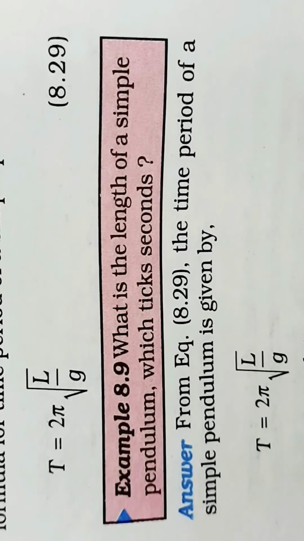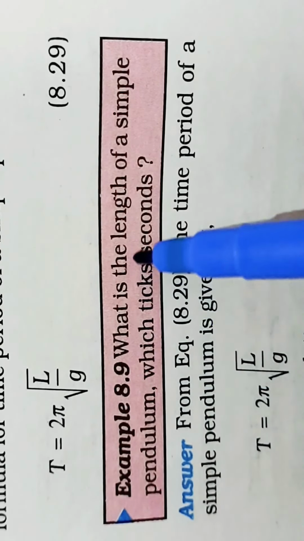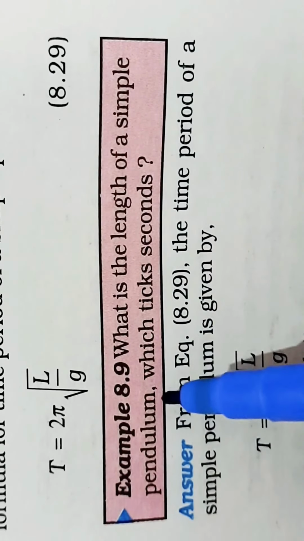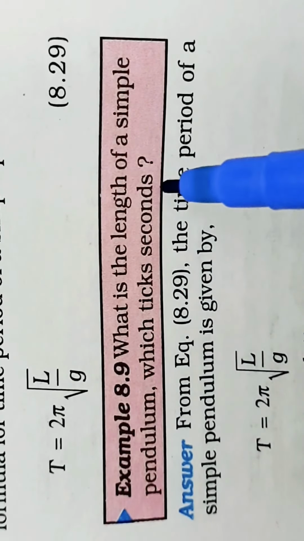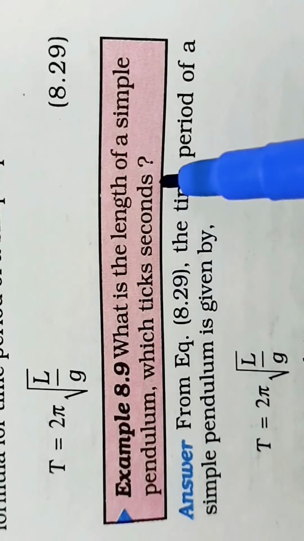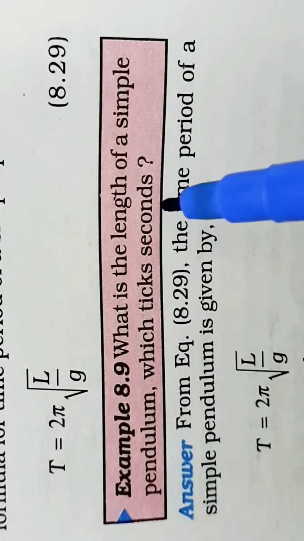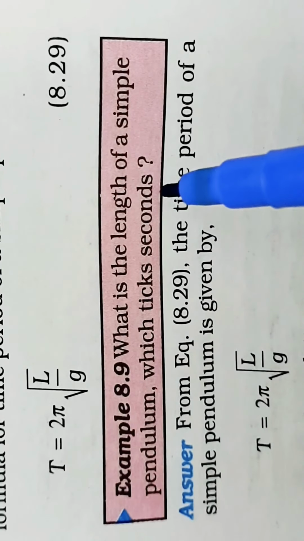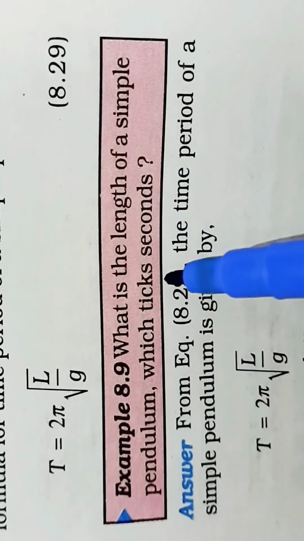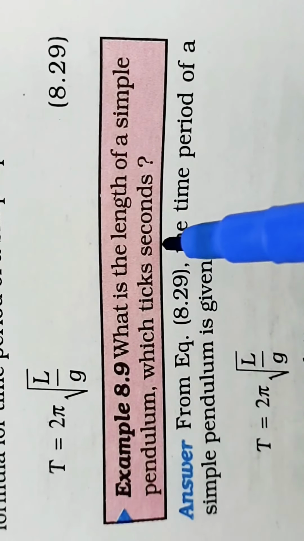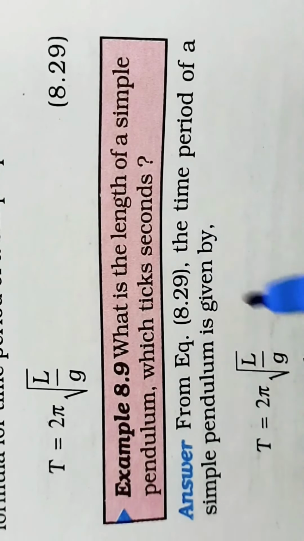See the example problem 8.9. What is the length of a simple pendulum which ticks seconds? Here ticks seconds means the time period of the simple pendulum is 2 seconds. So the time period T of the simple pendulum is given. We have a formula for the time period of a simple pendulum, T is equal to 2 pi under root of L by g. Here T is given, g is a known value. So from this we have to find the length of the simple pendulum.